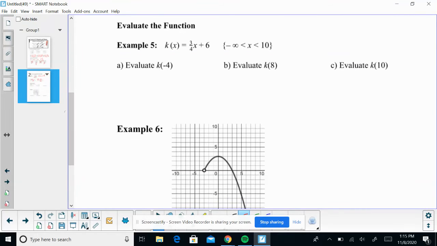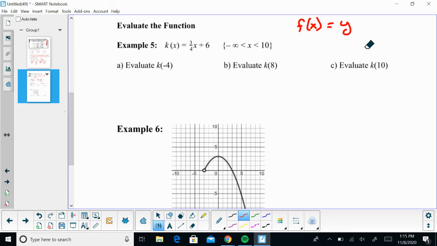All right, now we're going to evaluate the functions. I really enjoy doing this. It's just solving for a variable. So if you remember, when we talked about f of x the very first time, I told you that f of x was a fancy way of saying y.